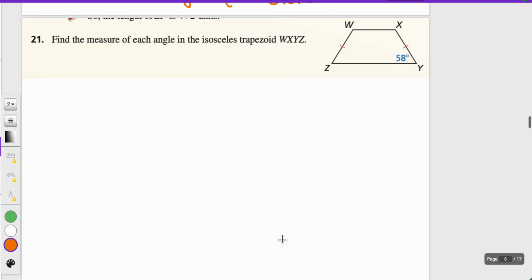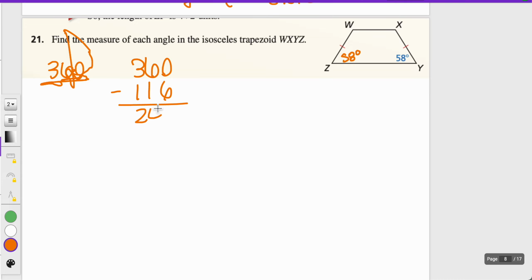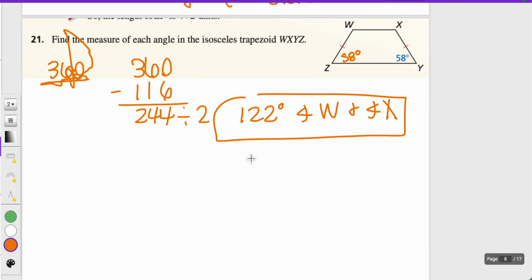Okay. Next up, 21. Find the measure of each angle on the isosceles trapezoid WXYZ. Well, since it's isosceles, I know that 58 degrees should also be angle Z. When I'm thinking about this though, since it's a 4-sided figure, that's equal to 360 degrees. So I'm going to subtract 360 minus my two 58s, or 116. I'm left with 244. And then 244 cut in half for W and X is going to give me 122 degrees. So for angle W and angle X, 122, and then angle Z and angle Y are 58 degrees. Okay.